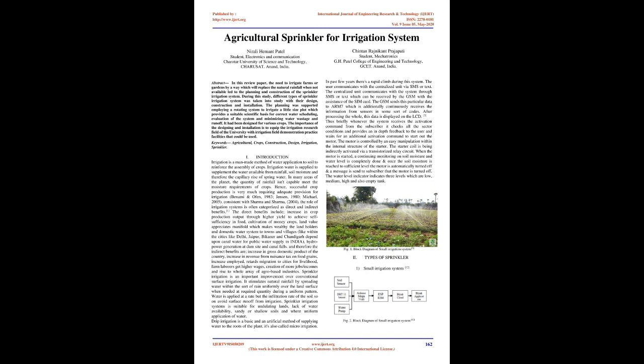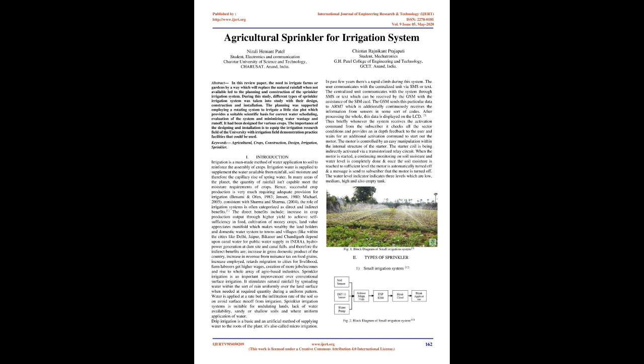Drip irrigation is a basic and an artificial method of supplying water. In the past few years there has been a rapid climb in this system. The user communicates with the centralized unit via SMS or text. The centralized unit communicates with the system through SMS or text, which is received by the GSM with the assistance of the SIM card. The GSM sends this data to the ARM7, which also continuously receives information from sensors in the form of codes. After processing, this data is displayed on the LCD.